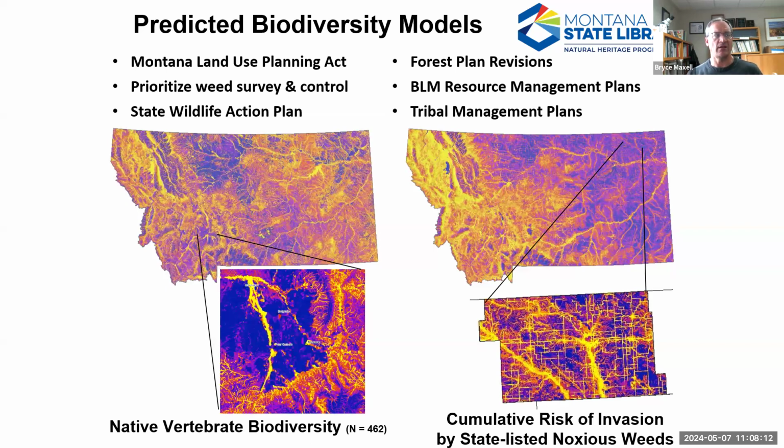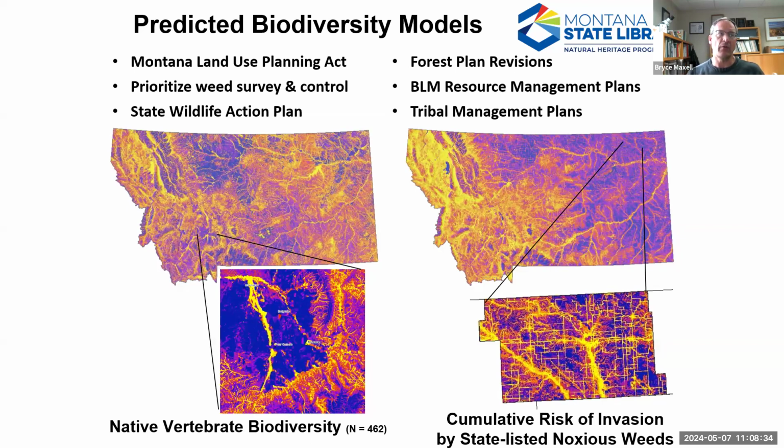On the right side is a cumulative risk of invasion of state-listed noxious weeds, where we've stacked up all of the invasion risk models for individual weed species and looked at cumulative risk statewide. Again, hotter colors indicate higher cumulative risk of invasion by those state-listed noxious weeds. More species are likely to invade.